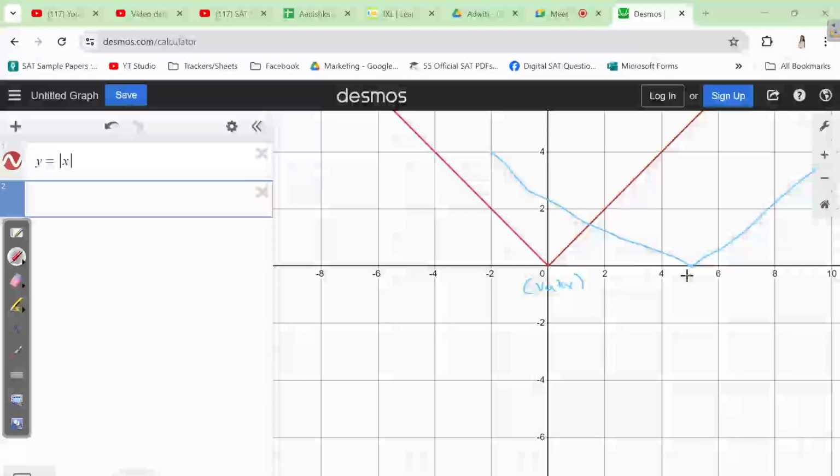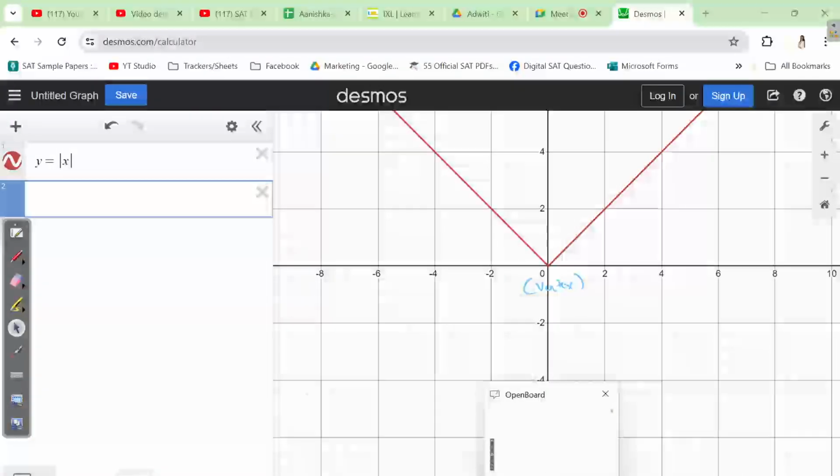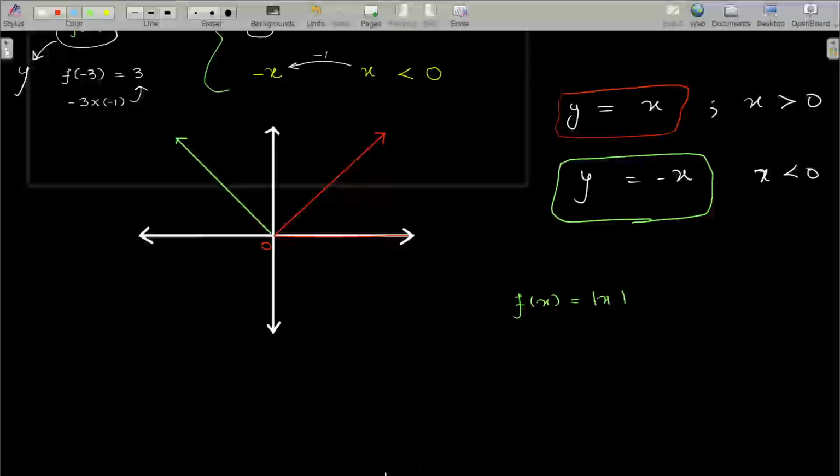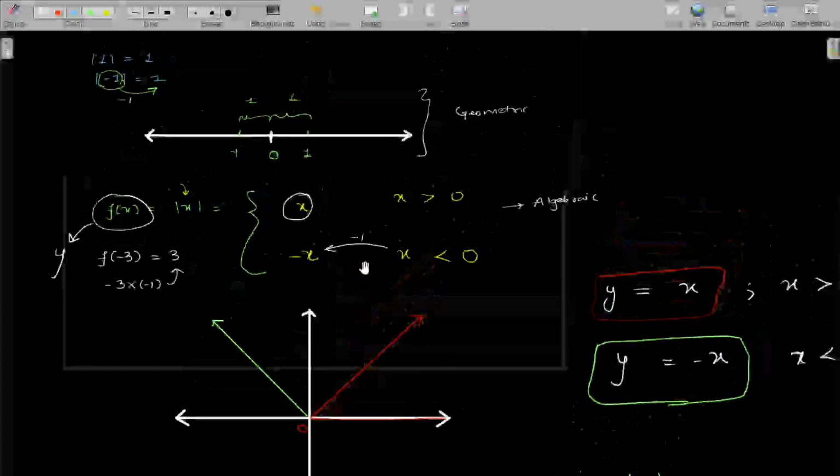So this is 5. What change should we do in the equation so that it shifts right by 5 units? Minus it by 5, x minus 5, inside. Yeah. Okay, good. And then if you want to shift it left, then we'll do plus 5. Okay, so this completes the absolute value functions. So we have completed functions.